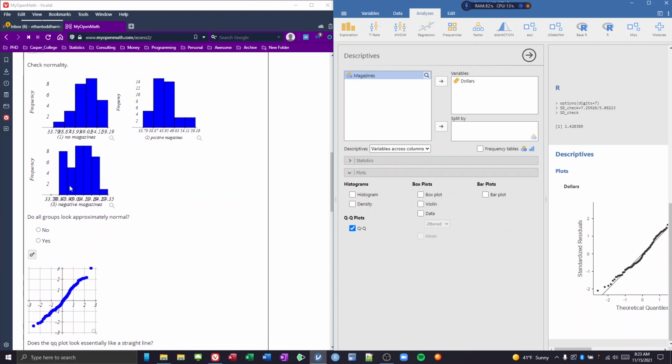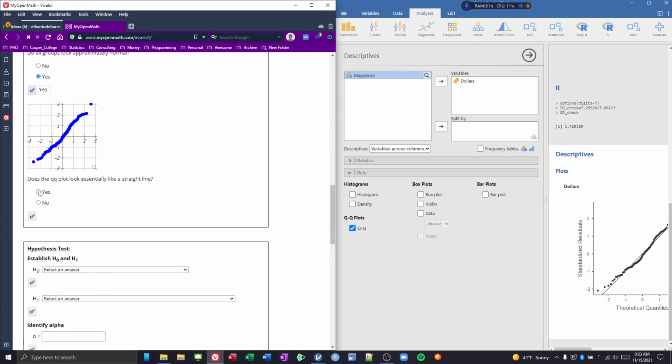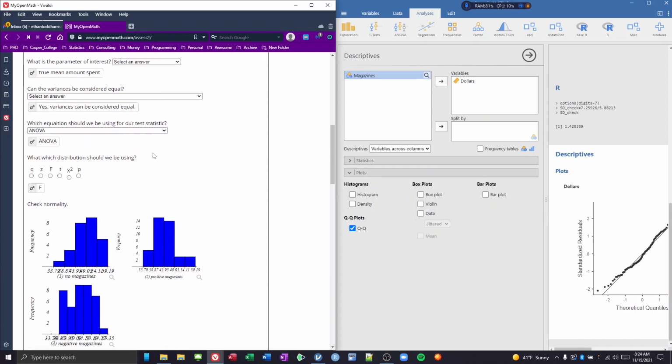So, do all of the groups look approximately normal? The answer is yes, they look approximately normal. It's not perfect, but they do. Same thing with the QQ plot: does it look like a straight line? Approximately, it does. So it looks like we've met our requirements in order to actually perform our ANOVA test.